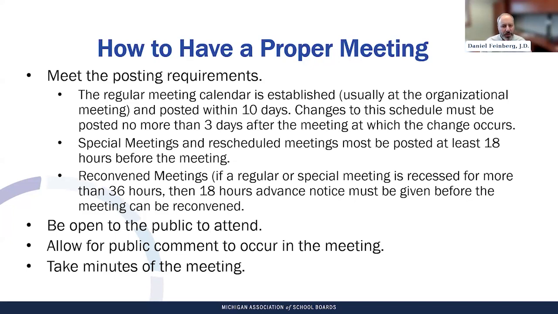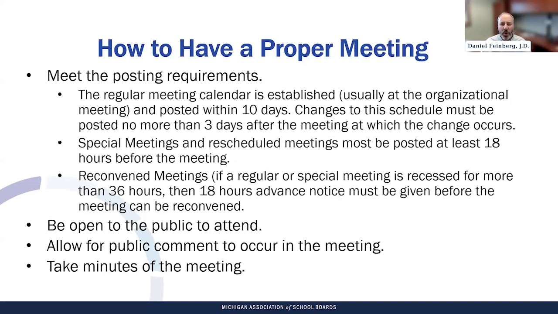Reconvened meetings, it's a little bit of a different animal. If you recess a meeting because it got controversial, things were getting a little heated, or it just got really late because things were going on, you can recess it to the next day and then come back. You have a 36-hour window. If you go beyond that 36 hours, then you have the 18-hour requirement before you can reconvene that meeting. It creates an opportunity if you're going to say we're going to take a break, it's kind of run through lunchtime or a dinner time. We're going to come back in 2 hours. You don't have to go through a posting requirement for that. If you're crossing 36 hours, that's more than enough time.